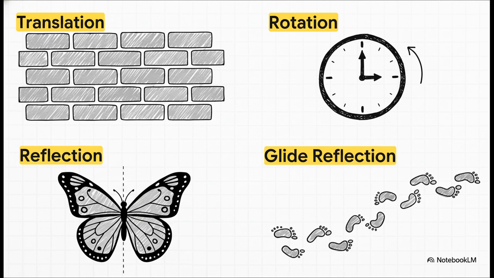And once you know what to look for, you see these moves everywhere. A row of bricks in a wall? That's just pure translation, one after another. A clock is obviously rotation. A butterfly? Reflection. And those footprints in the sand? That's a perfect glide reflection. You take a step, that's the slide, and then your body mirrors itself from left foot to right foot. That's the flip. See? It's everywhere.